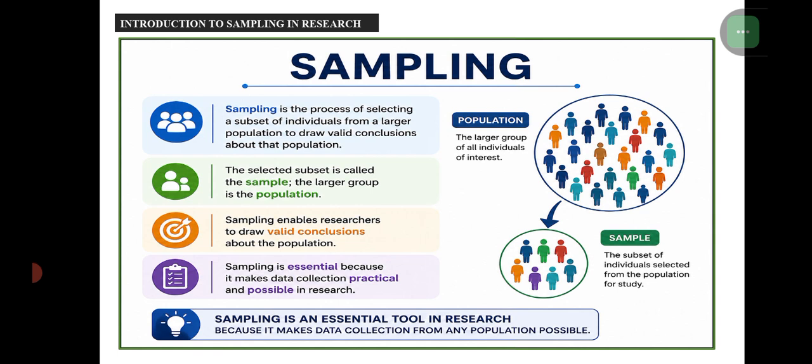Sampling is a process of selecting a subset of individuals from a large population to draw valid conclusions about that population. The selected subset is called the sample, just as I explained. The larger group is the population. Sampling enables researchers to draw valid conclusions about the population. I have said that. Sampling is essential because it makes data collection practical and possible in research.